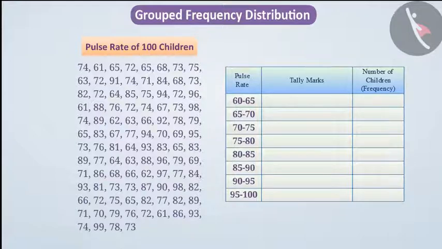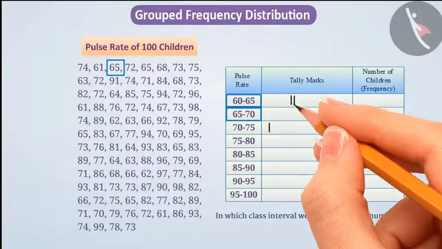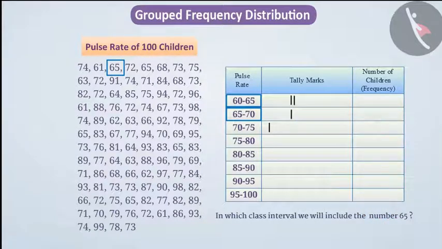The first number is 74, which we will include in the class interval of 70 to 75. The second number is 61, which we will include in the class interval of 60 to 65. The third number is 65. Can you tell in which group we will include it? Think. Here we see that the number 65 can be included in these two groups, 60 to 65 and 65 to 70. But if it is included in both, then it will be counted twice, which is wrong.